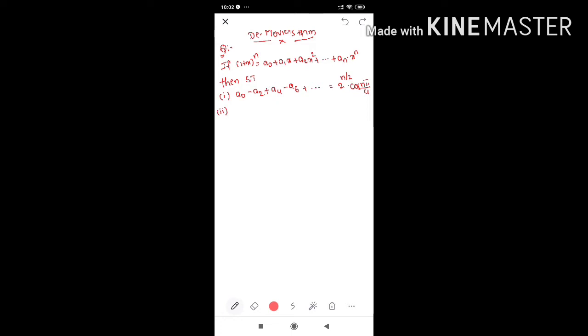Second condition: a1 minus a3 plus a5 minus a7 up to so on is equal to 2 to the power n by 2 sin n pi by 4.